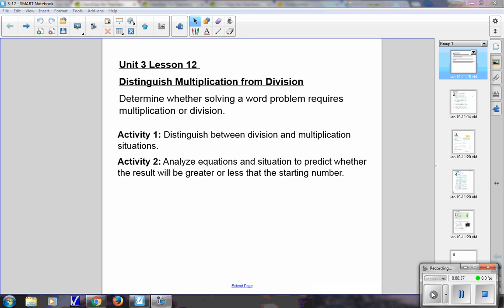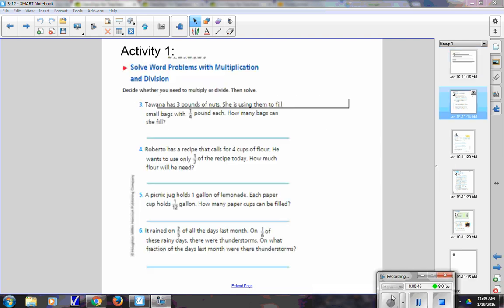I'm going to give you some different situations where you're distinguishing between division and multiplication. But here are some word problems that require either multiplication or division. If you don't want to write down the word problems, you can find these on page 97. And these are 3, 4, 5, and 6. I did 4 of them that we're going to do together today. A lot of it is in the reading of what it's asking us to do. Decide whether you need to multiply or divide, then solve.